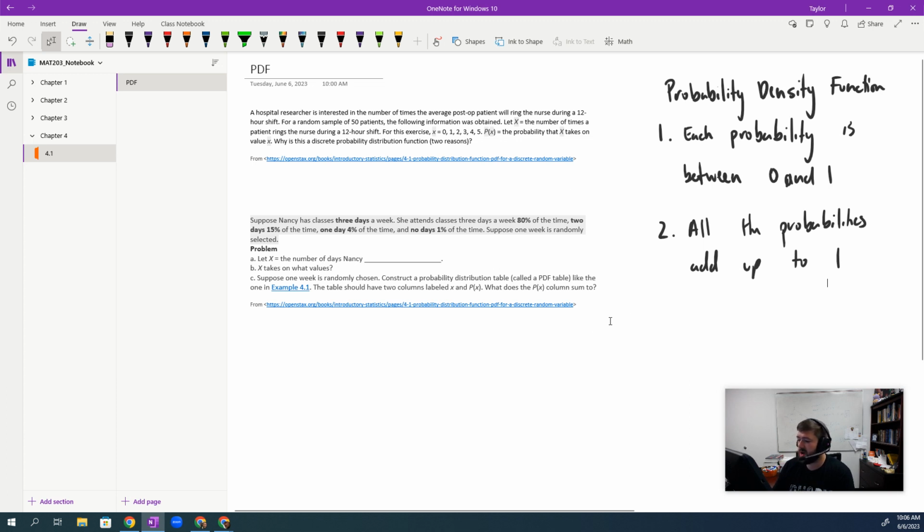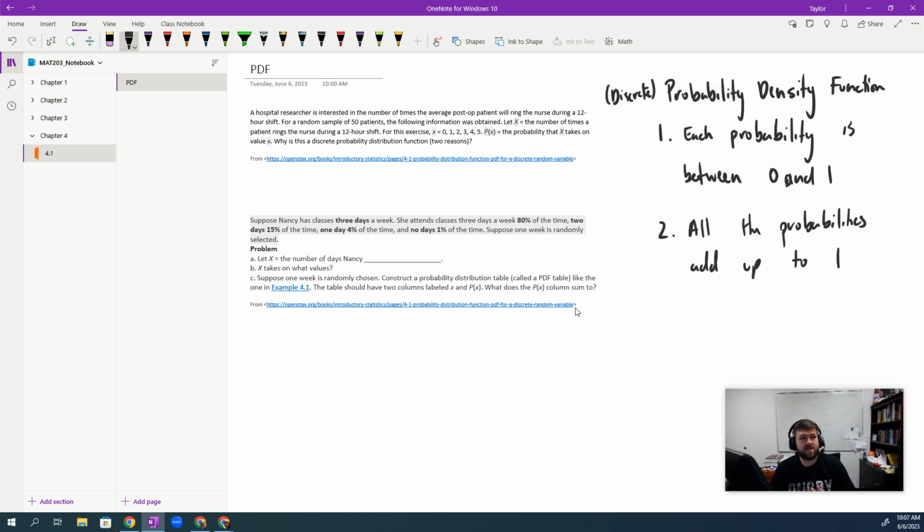Is this a discrete probability distribution function? Now, why is it in particular a discrete probability distribution function? Remember, discrete data can only take on certain values, right? So for this one, the patient can't have rung the nurse in the 12-hour shift 4.5 times, right? There's no half time ringing the nurse. You either rang the nurse or you didn't ring the nurse. So the variable can only take on distinct values.